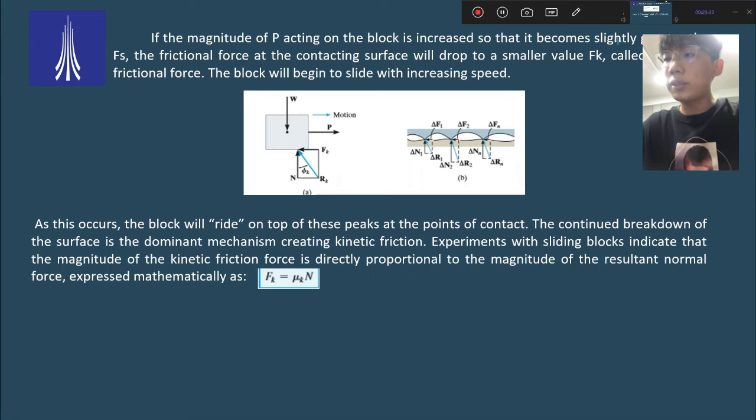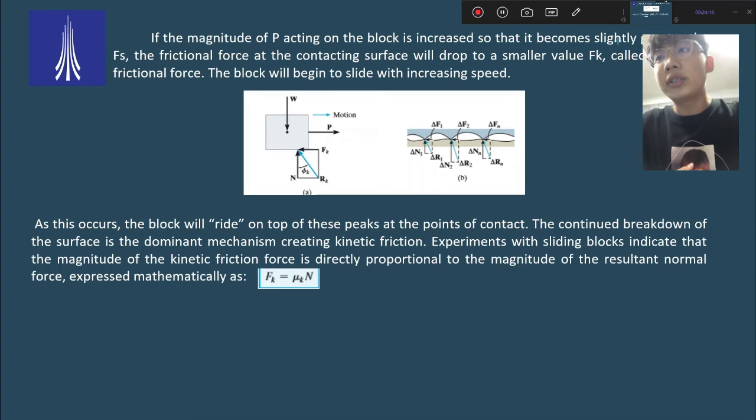Experiments with sliding blocks indicate that the magnitude of the kinetic friction force is directly proportional to the magnitude of the resultant normal force. And we can express this mathematically as Fk, the kinetic frictional force, is equal to μk times N. These are two different things compared to the other slide, which is this one. One is Fs and one is Fk, and there are different characteristics between those two.